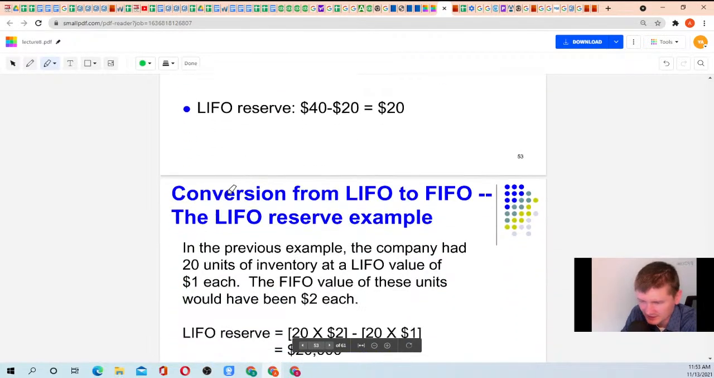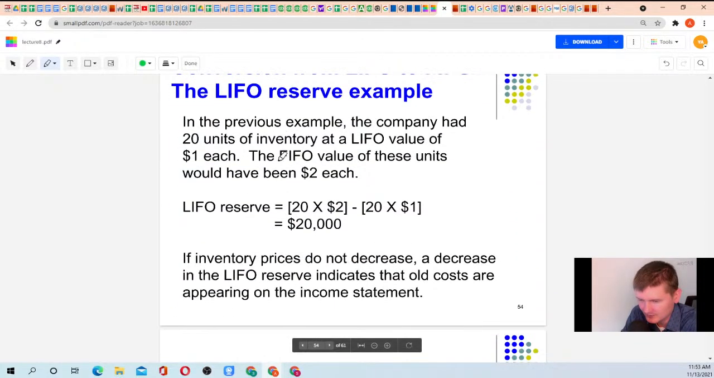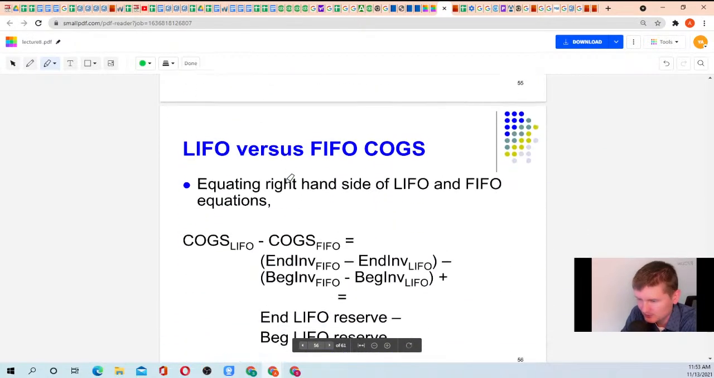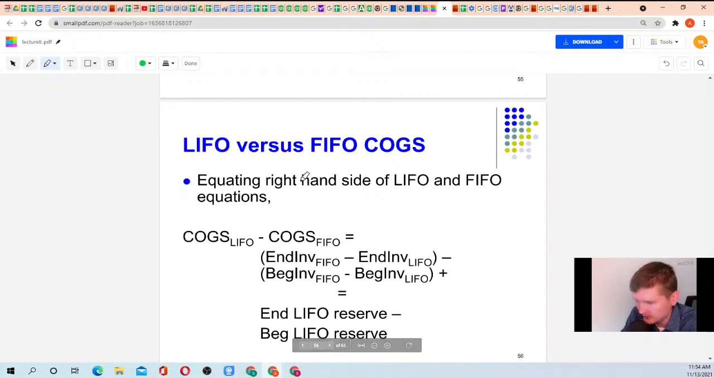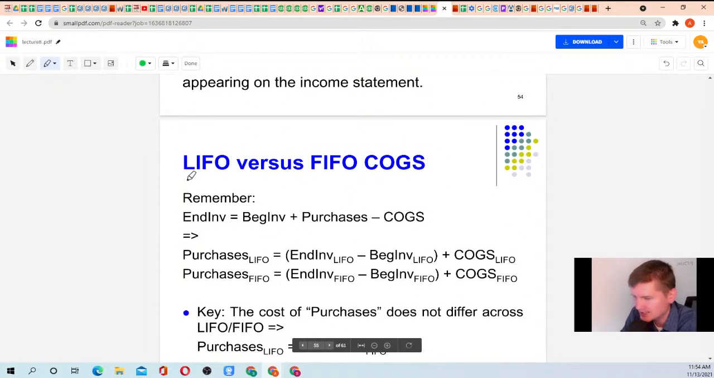And here they have the conversion calculation. I would say it's more of an advanced accounting topic. We need to know that such things exist, and we need to know the possible tax implications, that LIFO can potentially help you to save on taxes.